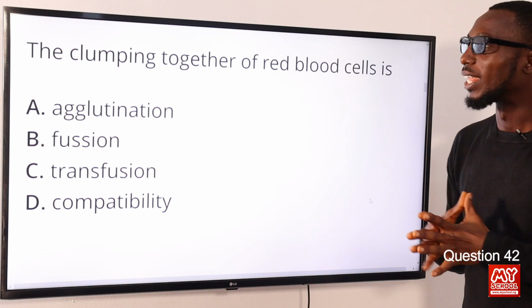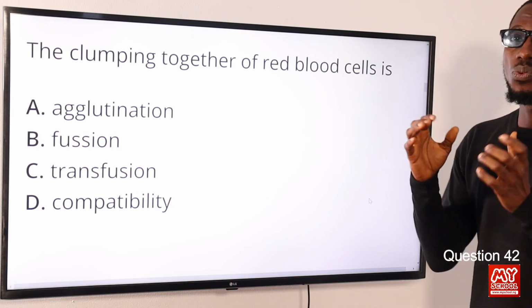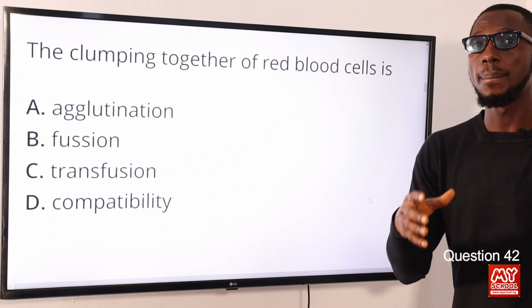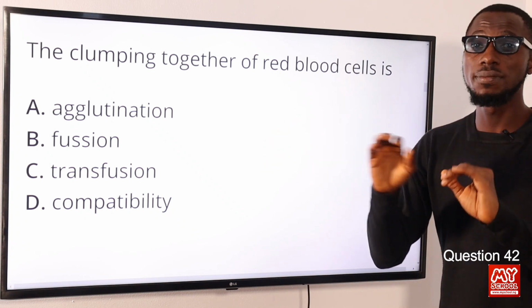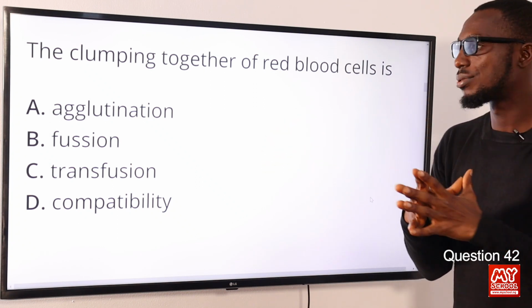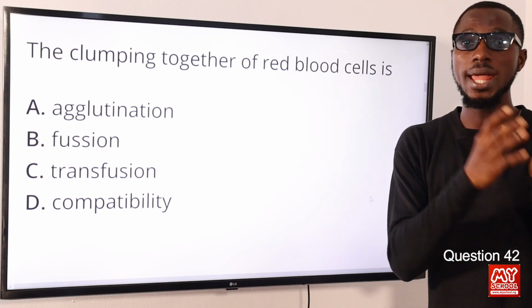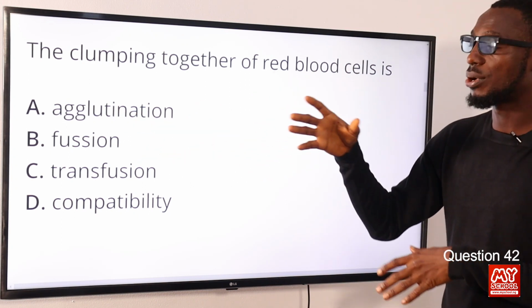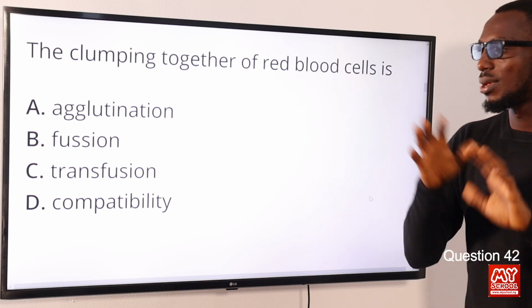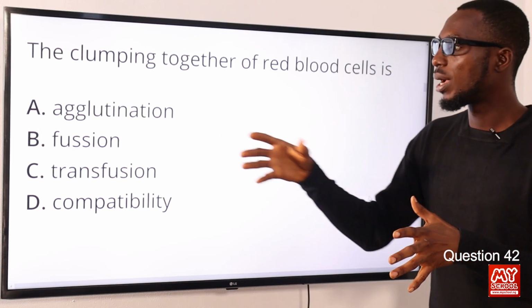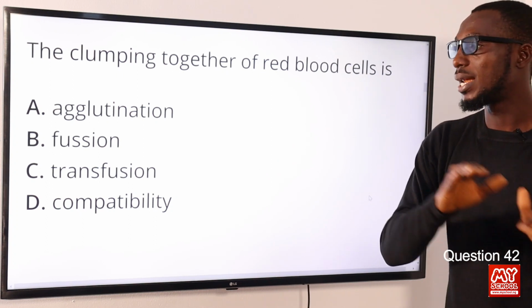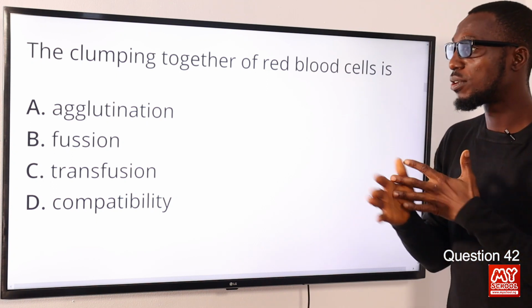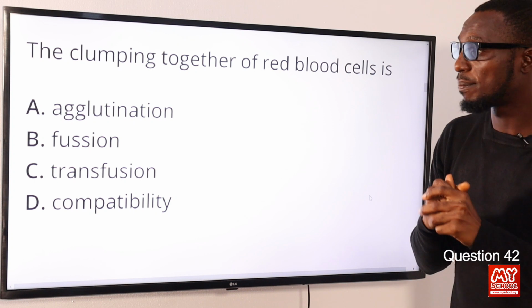Question 42. The clumping together of red blood cells is what? Agglutination. When you are trying to transfuse blood, you want to send blood from a donor to a recipient and they are from different blood groups, you have to understand these conditions. Probably you want to transfuse blood from group A to blood group O. Of course, there will be clumping of blood, or agglutination, because of these antibodies and antigens. You should know that the antigens are present in the red blood cell and the antibodies in the plasma. All of those conditions put together, you understand the concept better when you read further.